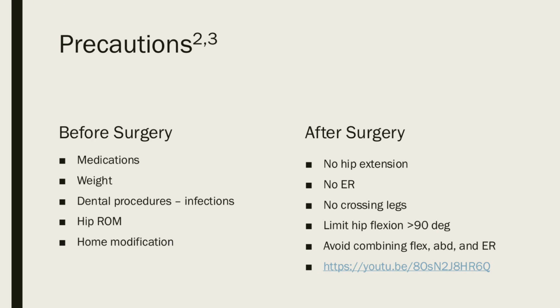Some other precautions may be weight, hip range of motion, and home modification. Home modification, you just want to talk to them about it before the changes you have to make, especially the seating height and everything. Some of the post-surgical precautions include no hip extension, no external rotation, no crossing legs, limiting hip flexion above 90 degrees, and avoiding combined motions of flexion, abduction, and external rotation. And then I got a video that shows these precautions.